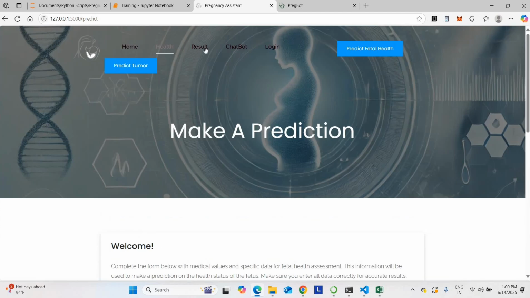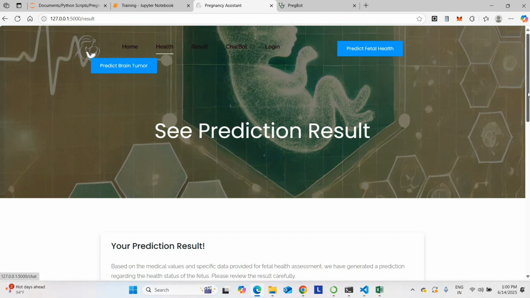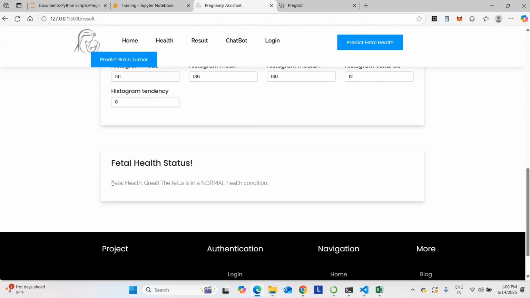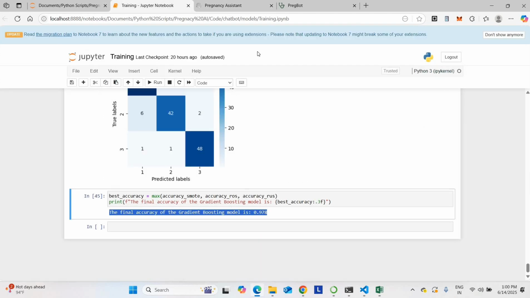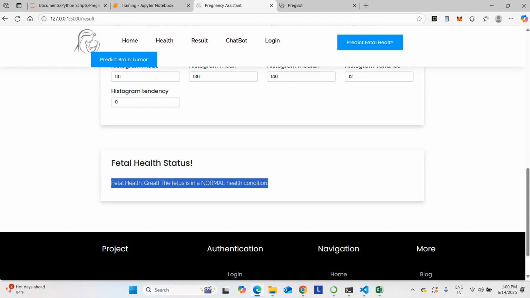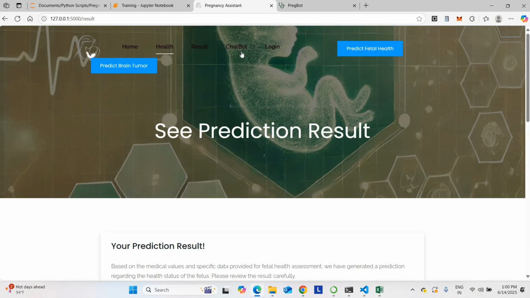Just click predict. Once predicted, you should go to the result section. Inside the result section you can check the results. So fetal health is great. There is no issue with the fetus health. It's in normal health condition. It's working perfectly. Also you can know the accuracy of that. This project produces 98% accuracy.